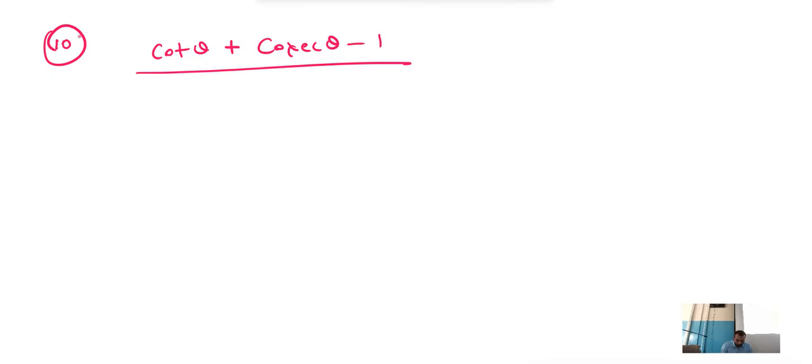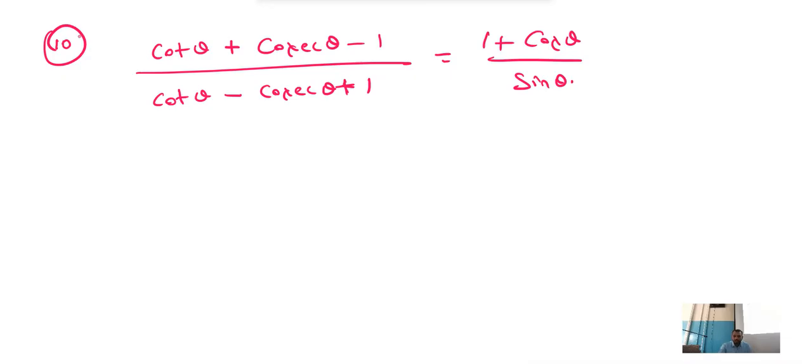Next question, number 10. Make a note. Prove that (cot theta plus cosecant theta minus 1) divided by (cot theta minus cosecant theta plus 1) is equal to (1 plus cos theta) by sin theta.